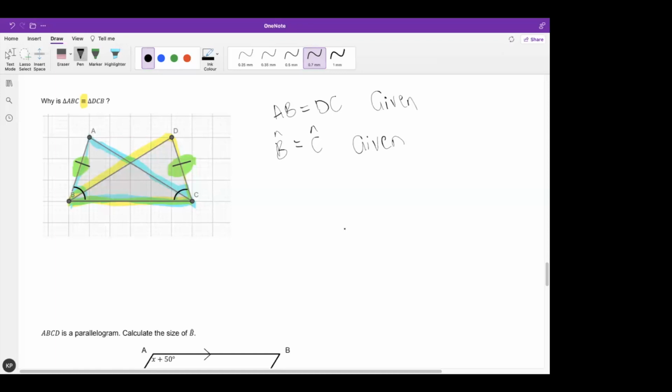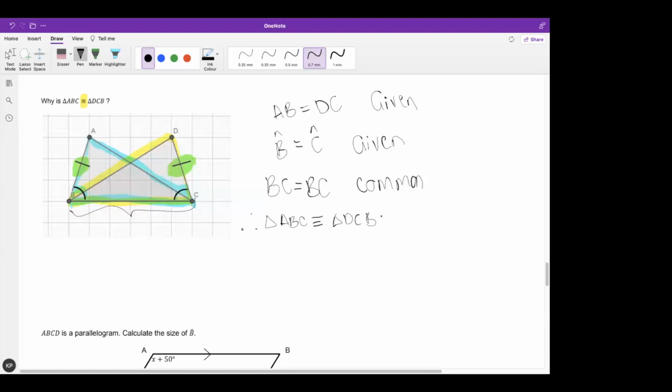Anyone have an idea? So we either prove one side or one angle. Yay! BC, sorry, not AC. BC is coming. Okay, you had the vision. BC, the one at the bottom, is common. It's this one. You see it? Both triangles have that side. Nice, guys. So therefore, triangle ABC is congruent to triangle DCB.